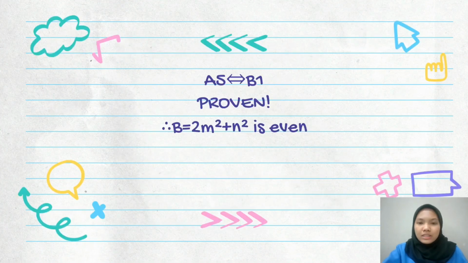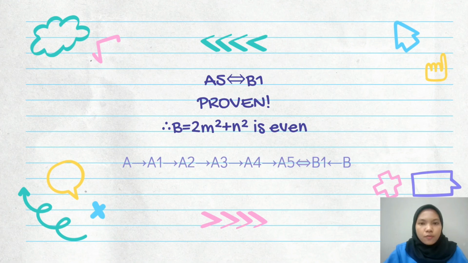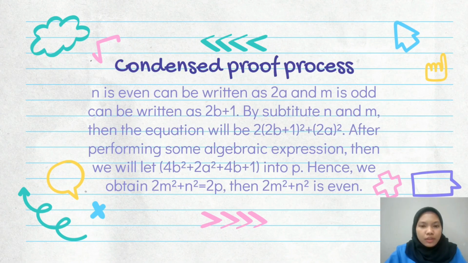Okay, now as you can see, we have proved that the last statement of the forward process links with the last statement of the backward process. Therefore, B, which is 2m squared plus n squared, is even. All these are the step arrangements for the forward and backward process. Lastly, we need to do the condensed proof process, which is the conclusion of all steps from forward to backward process.